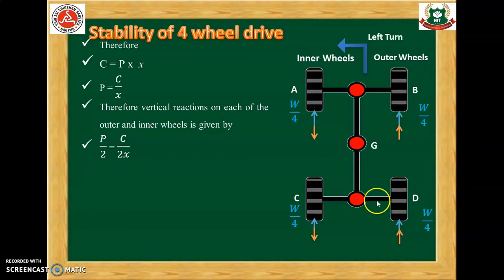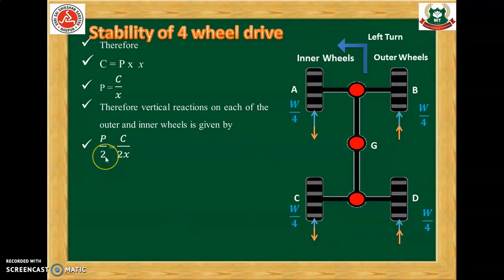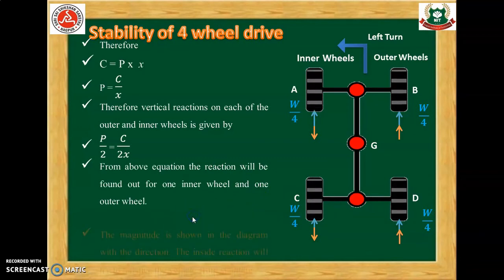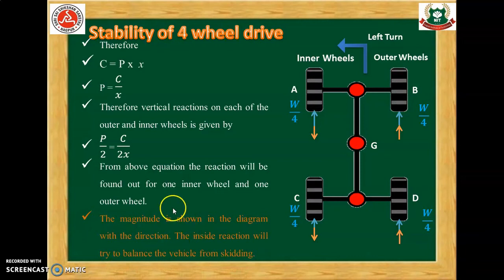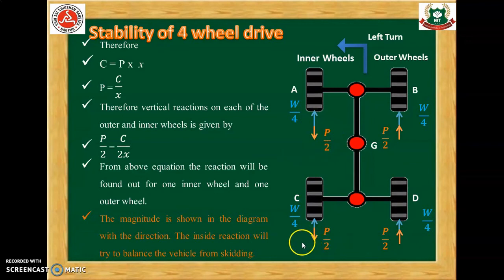So if you want to find out the reaction force on each of the inner wheels or each of the outer wheels, then we must divide the term by the value 2. From the above equation, the reactions will be found out for the inner wheels and outer wheels. The magnitude is shown in the diagram with the directions. The inside reactions will try to balance the vehicle from skidding. Means the reaction which is acting on the inner side will try to balance the vehicle from skidding.